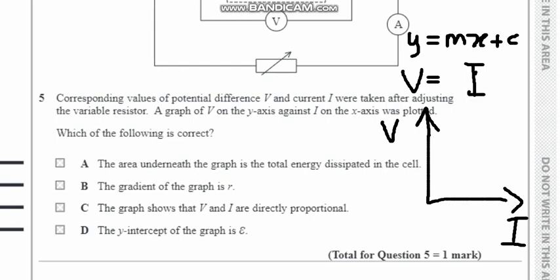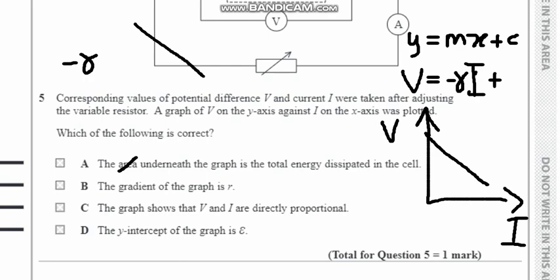And if you remember from the circuit, we have an epsilon or EMF and an internal resistance. So the internal resistance is always written as minus R, and the line goes in this direction negatively. It will start from something here, not from the origin, because we have a y-intercept. There you go, so we can write it as minus R. If we have a look at the options here, the area underneath the graph is the total energy dissipated in the cell. This is a wrong statement, because that's not what the area under the graph represents.